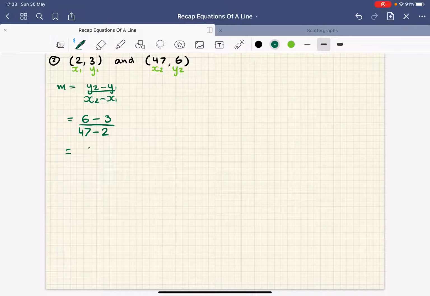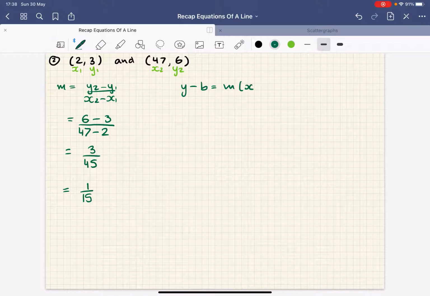6 minus 3 is going to be 3. 47 minus 2 is 45. Keeping an eye out, make sure that you do simplify when you can. I can divide the top and the bottom there by 3, so that's going to give me 1 over, not 1 over 45, 1 over 15. So then substituting that into my y minus b equals m bracket x minus a formula, I'm going to go for the 2 and the 3 because again they're smaller, so they look like they'll be more straightforward to use.